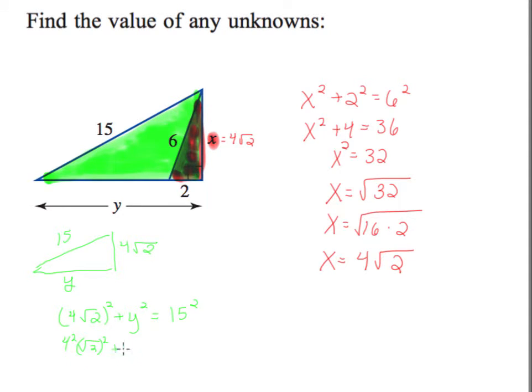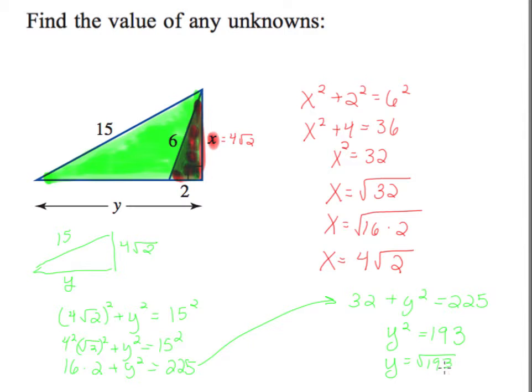Using our rules of exponents and algebra, we will simplify this down until we find that y is equal to the square root of 193. The square root of 193 does not break down, so this is the answer to this problem.